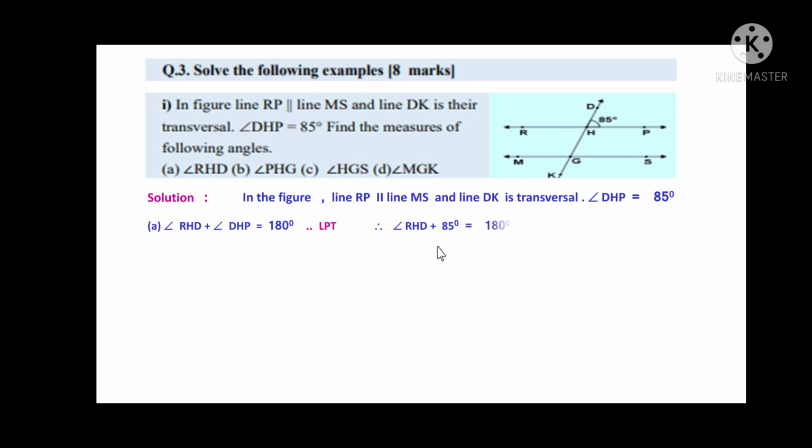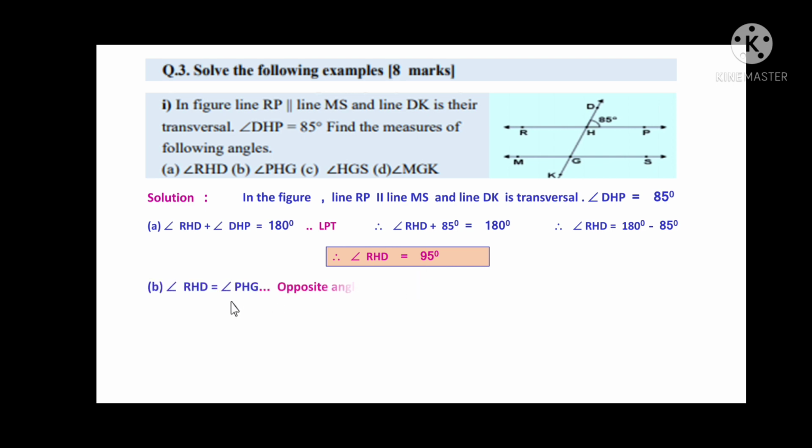Therefore, we will write angle RHD plus 85 is equal to 180. This 85 goes to the right hand side, it will become minus. Therefore, we can write angle RHD is equal to 180 minus 85. Therefore, we will get angle RHD is equal to 95. The difference between 180 and 85 will be 95.